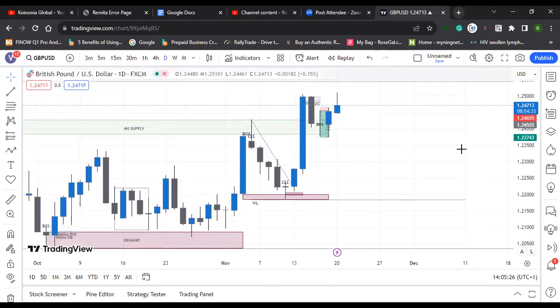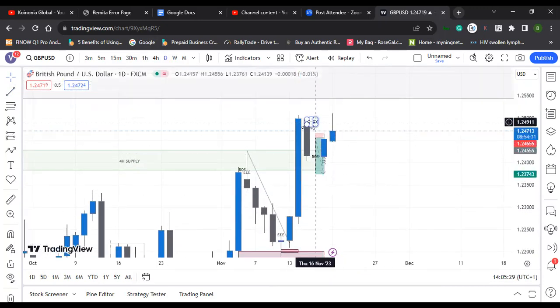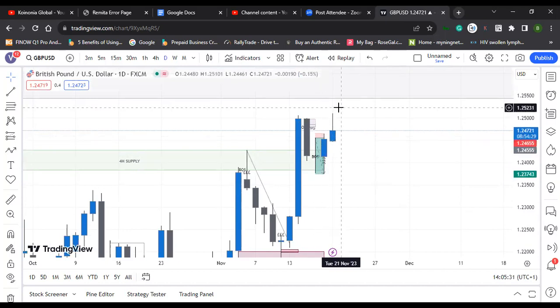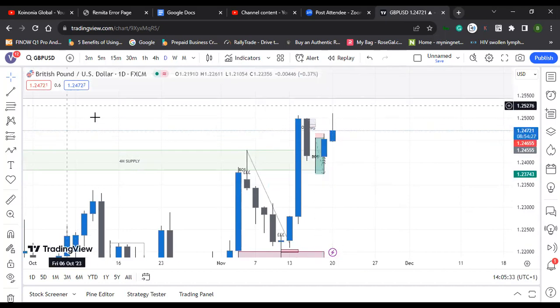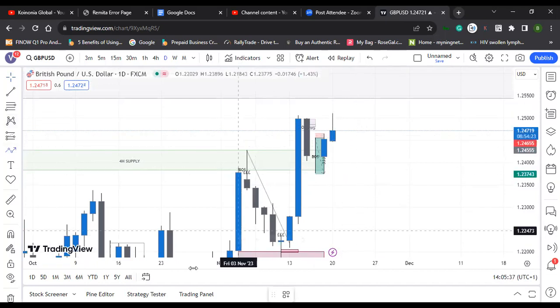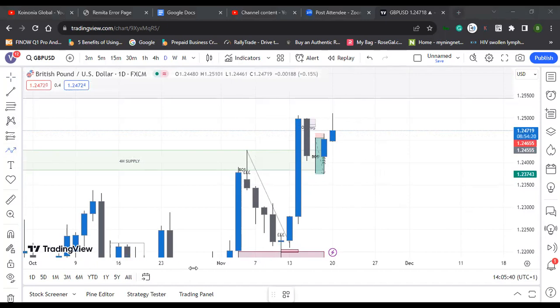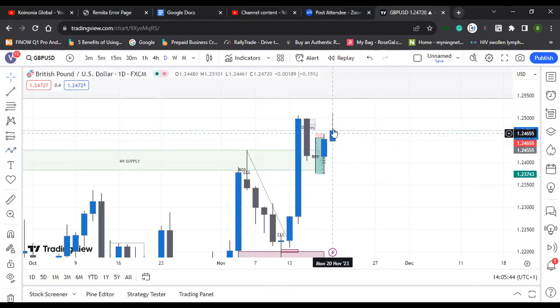You can still see how price on the daily has taken out these guys, meaning price is still looking very healthy, meaning it's looking bullish. Price is looking very bullish. But then we won't just start buying like that.